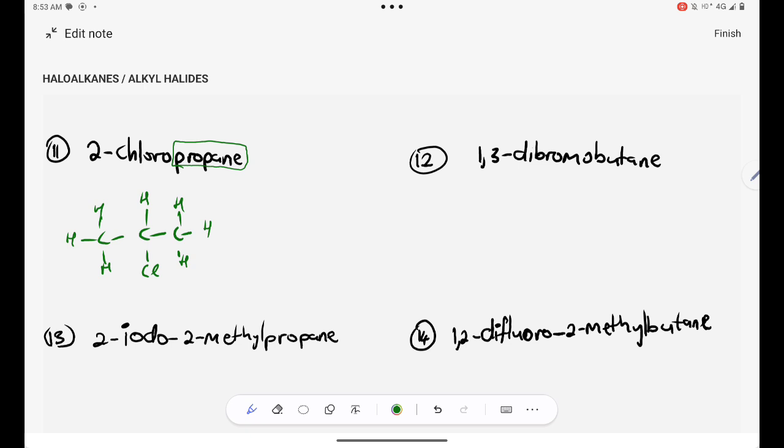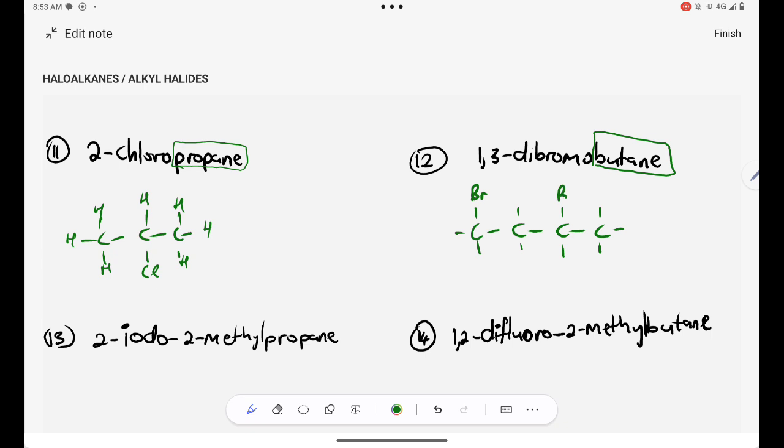Are you together? And then I have 1,3-dibromobutane. This part over there tells me about the chain length. Are you together? Since it's butane, I will simply have 4 carbons. And then at carbon number 1, I have bromine, as well as at carbon number 3 I have bromine. All I have to do is to just write the hydrogens over there.